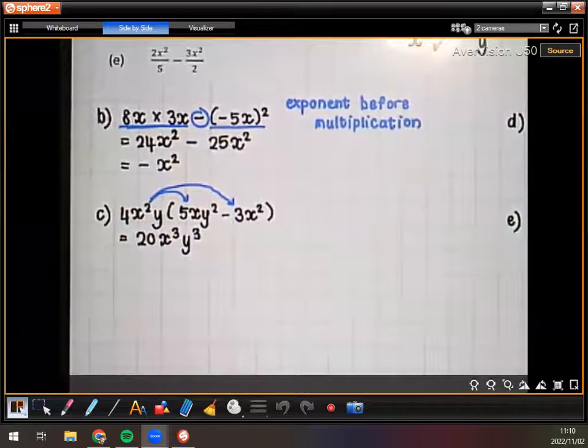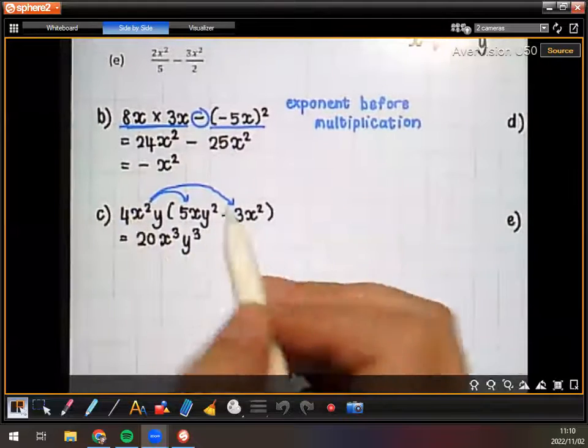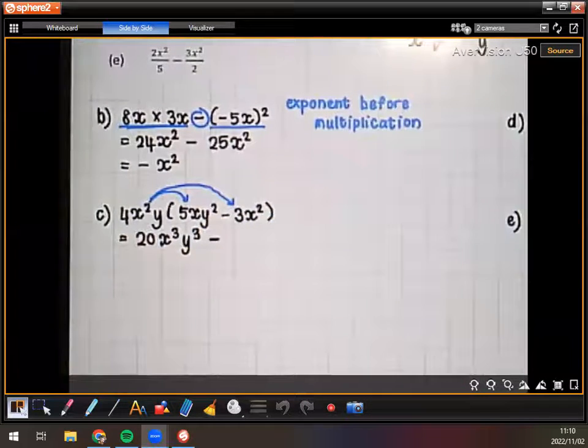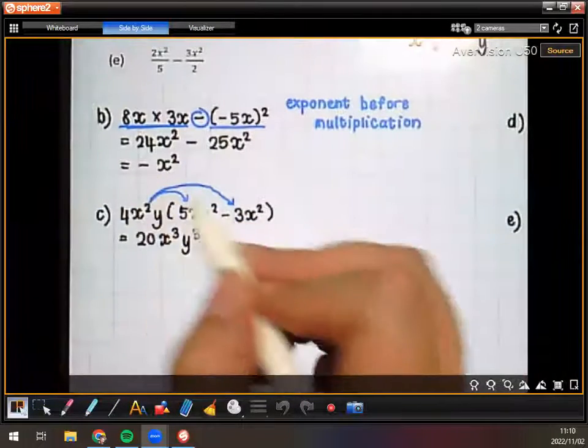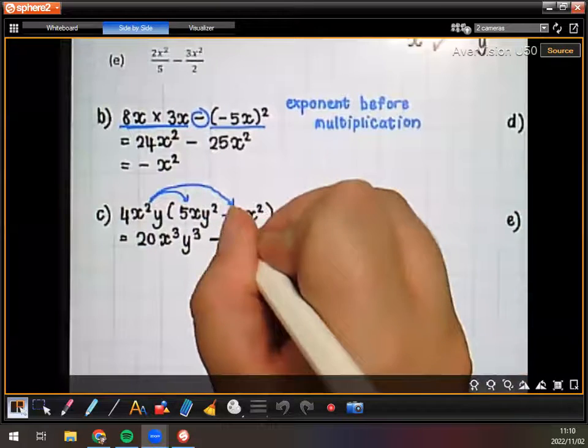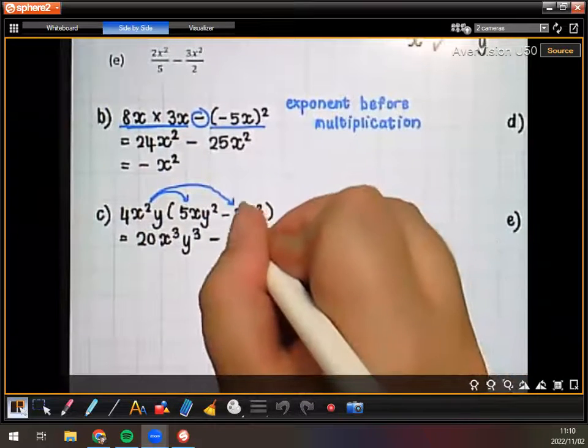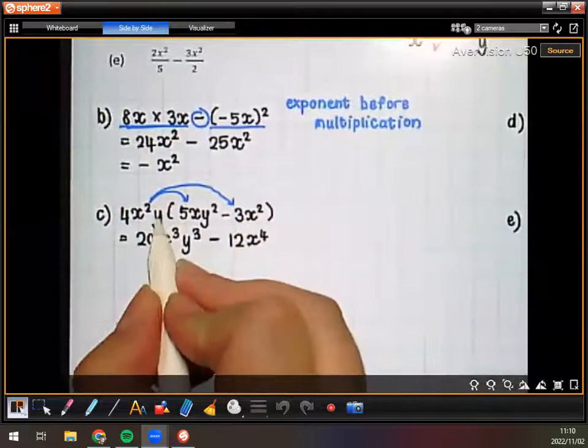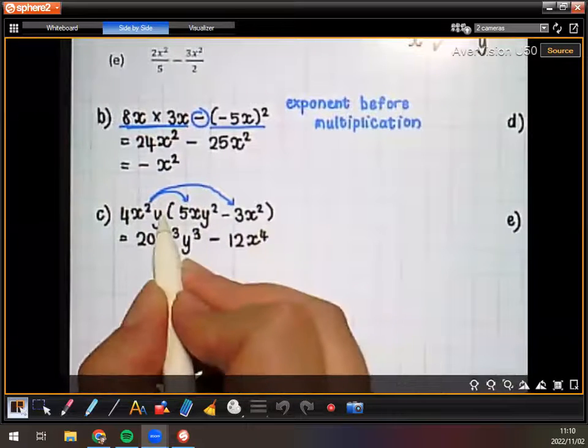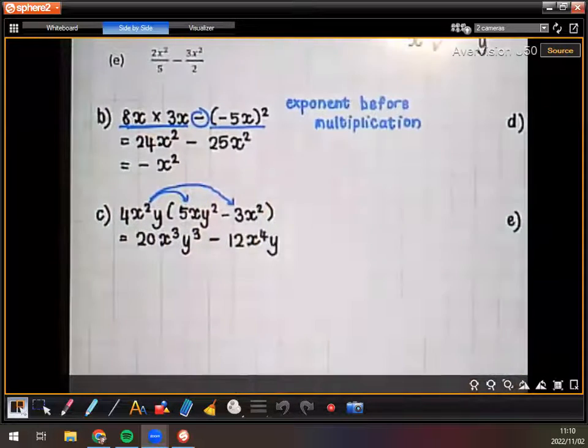Right, that's multiplication done. Now, positive times a negative is a negative. What is 4 times 3? Well, x squared times x squared, x to the 4, but I still had a y, right? There's no y there, but I do have to put the y that I had originally. We can't do anything further because they're not like terms. Okay, so that's the final.